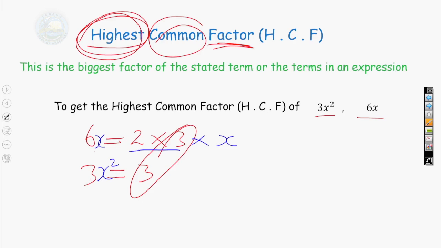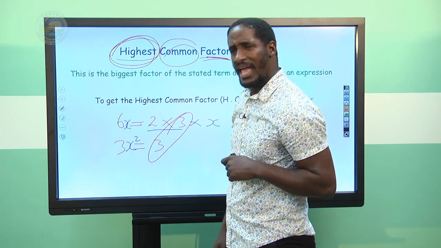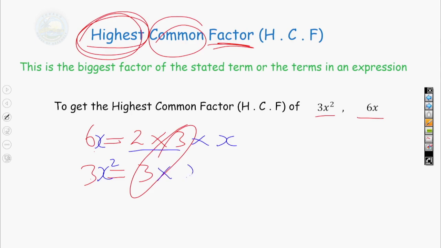And we already said that 3 is prime. And we need now to get 3x squared. 3x squared is 3 multiplied by x squared. But what is x squared? Remember that video we did with multiplication of algebraic terms? X squared is really x multiplied by x.